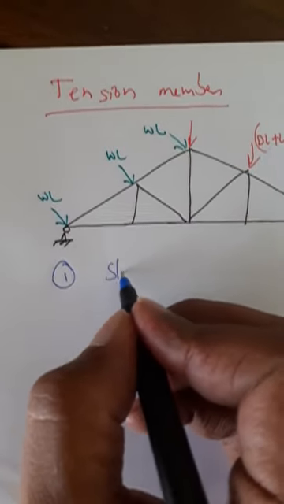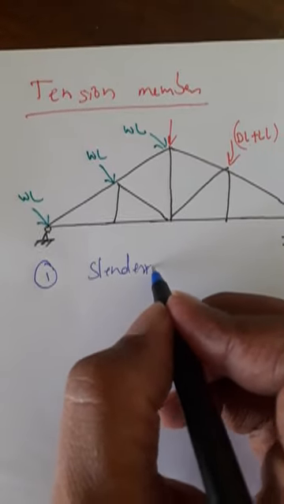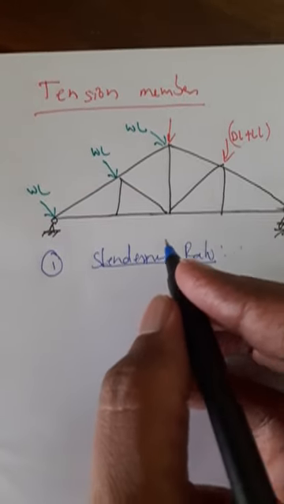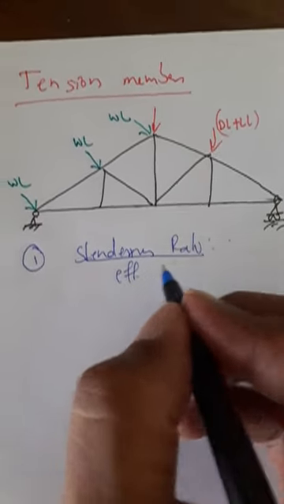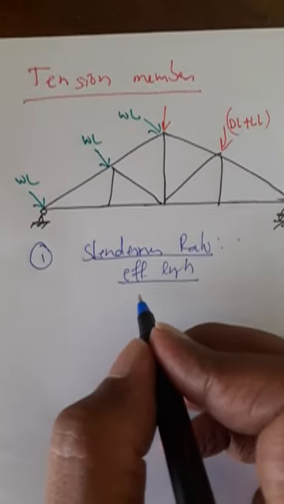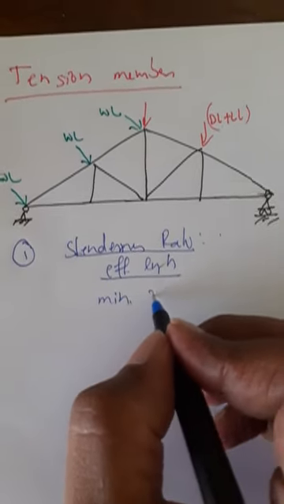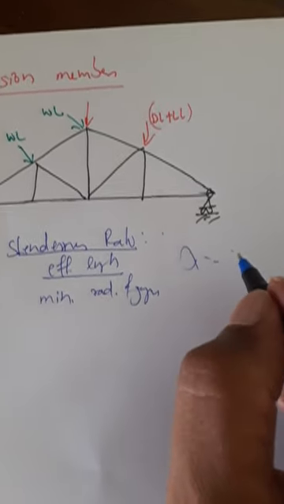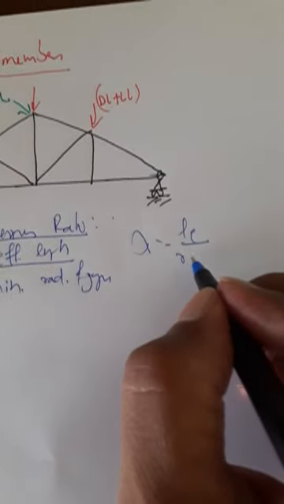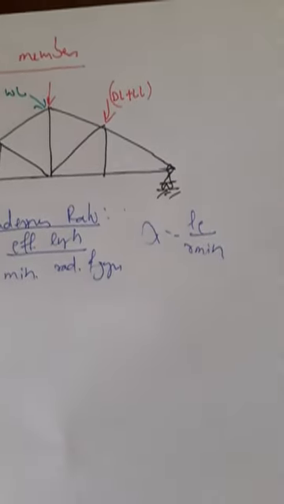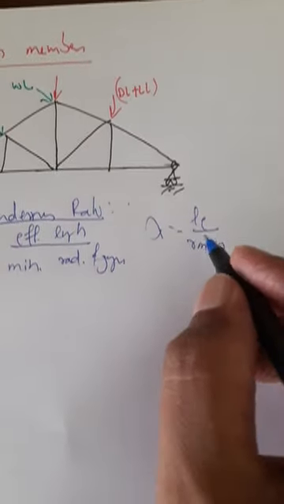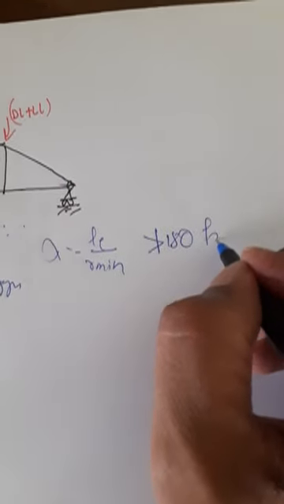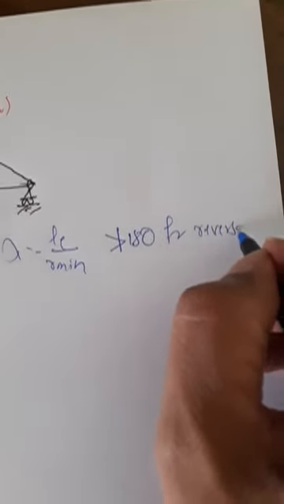First, slenderness ratio. Slenderness ratio is defined as the ratio of the effective length of the member to the minimum radius of gyration. That is denoted by lambda. Lambda is equal to LE by R min. Now this lambda has certain limits. Lambda cannot be greater than 180 for reversal of stress.